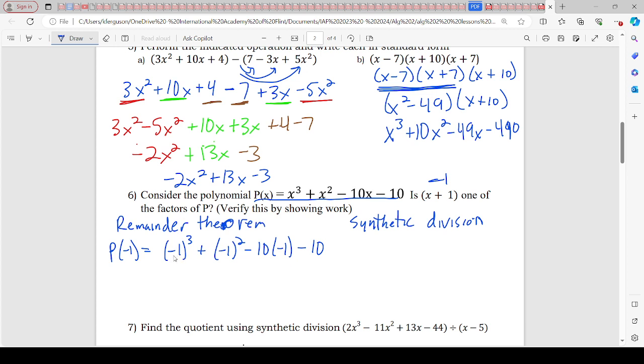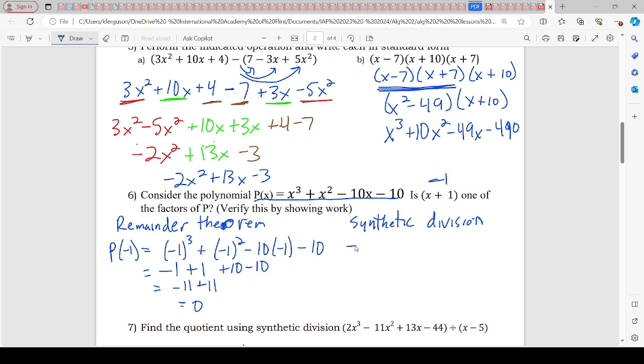So negative 1 to the third power is negative 1. Negative 1 to the second power is positive 1. Negative 10 times the negative 1 is positive 10, and then minus 10. They cancel each other out, right? I got negative 11 plus 11, or 0. So the remainder theorem says that if I take this, I get my remainder. Well, if your remainder is 0, there's no remainder, and so it goes in there evenly.